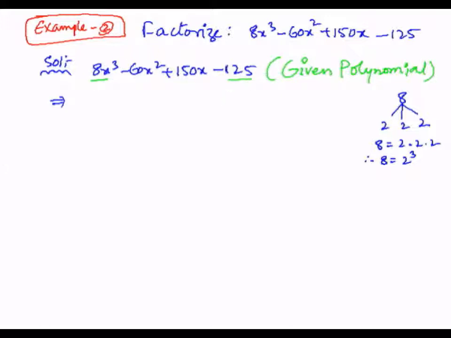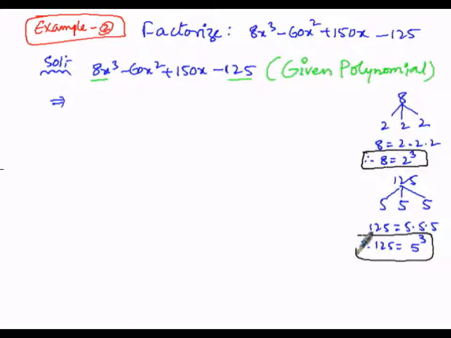125 is split as 5 into 5 is 25, 25 into 5 is 125. So 125 equals 5 into 5 into 5. 5 is repeatedly multiplied, so it is the base. 3 times it is multiplied, so it is the exponent. Therefore 125 can be written as 5 to the power of 3. So 8 can be written as 2 cube, and 125 can be written as 5 cube.